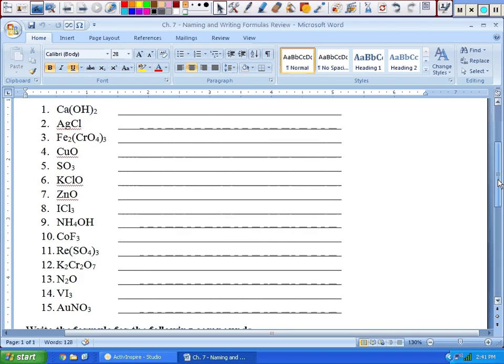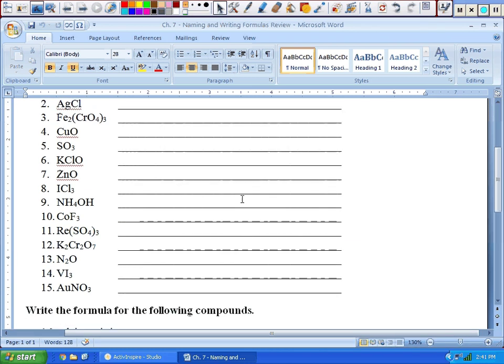All right, so number one should just be calcium hydroxide. Number two should be silver chloride. Why is there no Roman numeral in that? Silver's an exception. Number three should be iron 3. And what's the polyatomic? Chromate. Very good. Iron 3 chromate.